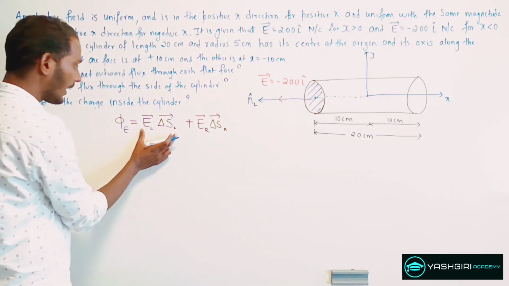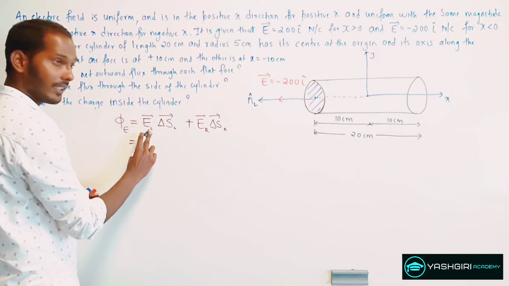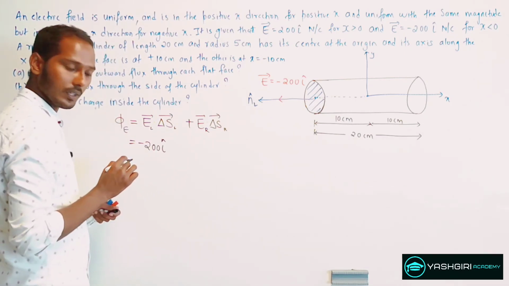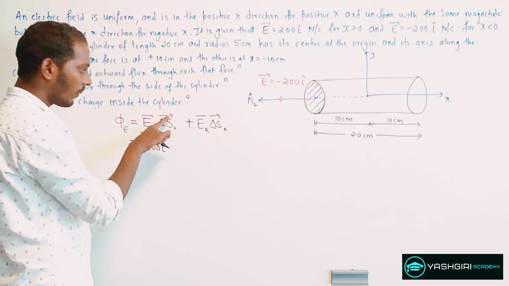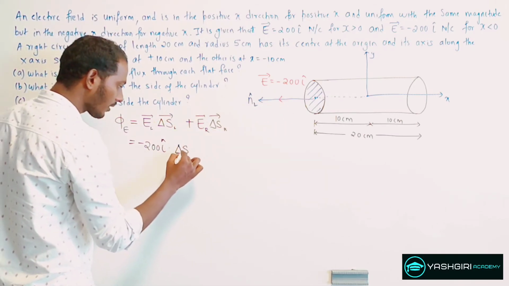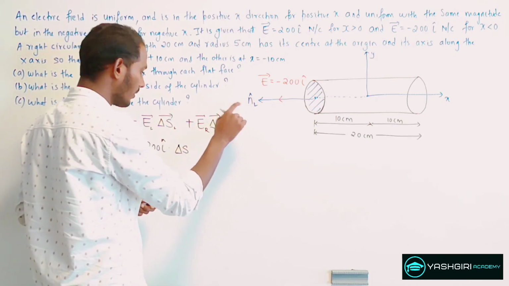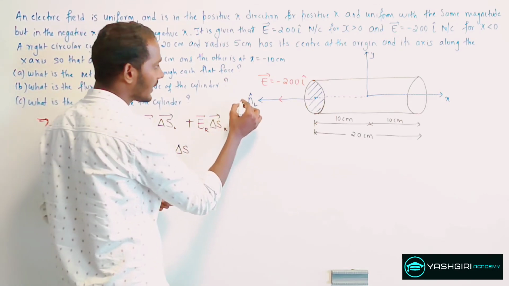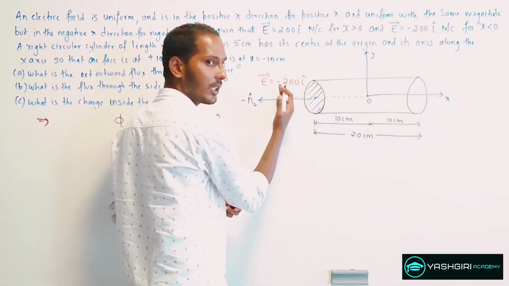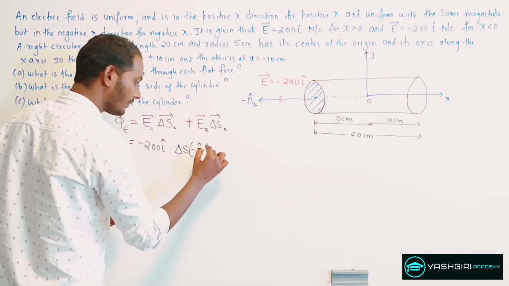Now here I can write the electric field vector E of the left face as minus 200 i cap into the vector delta S of the left face. I can write it as delta S into the unit vector, that is n cap of L, which is again in the negative direction, right? So this is the origin, this is the positive x-axis, this is the negative x-axis. So this will give me a minus n cap of L.